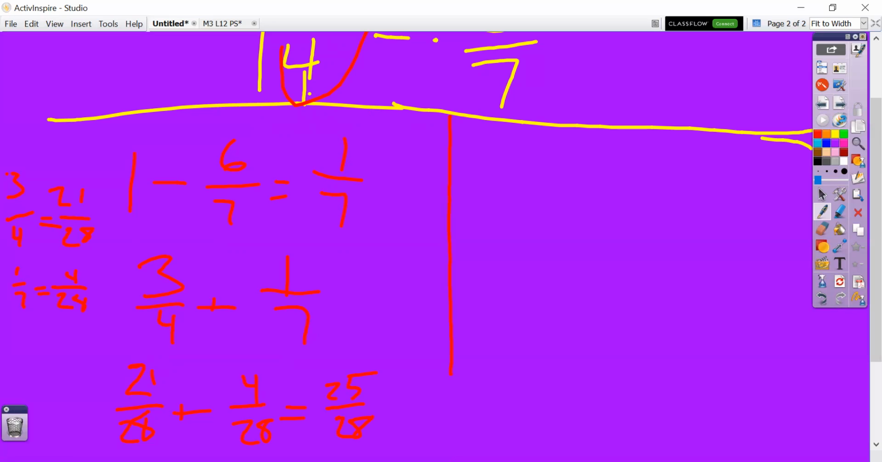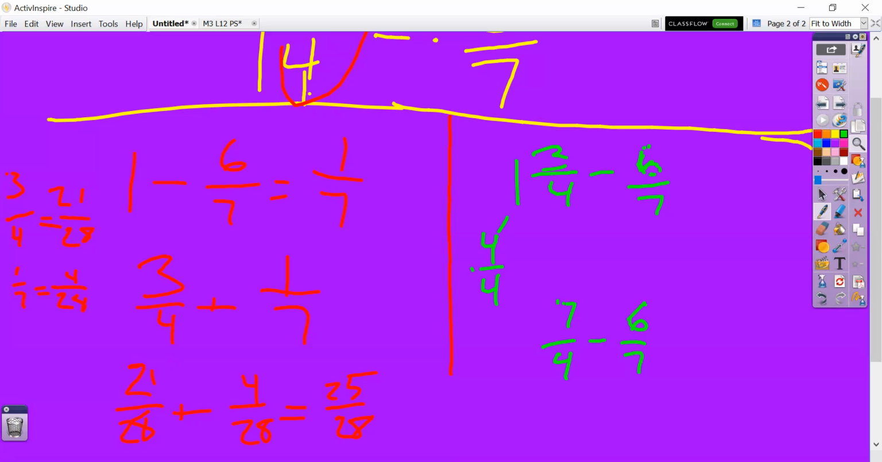But is there a different way? Yeah, I said there's a different way. And that's when we take the 1 3/4 and convert that into an improper fraction, or a fraction greater than a whole. Well, we know that 1 whole is 4/4. And if we add that back to 3/4, we know that it's 7/4 minus 6/7.